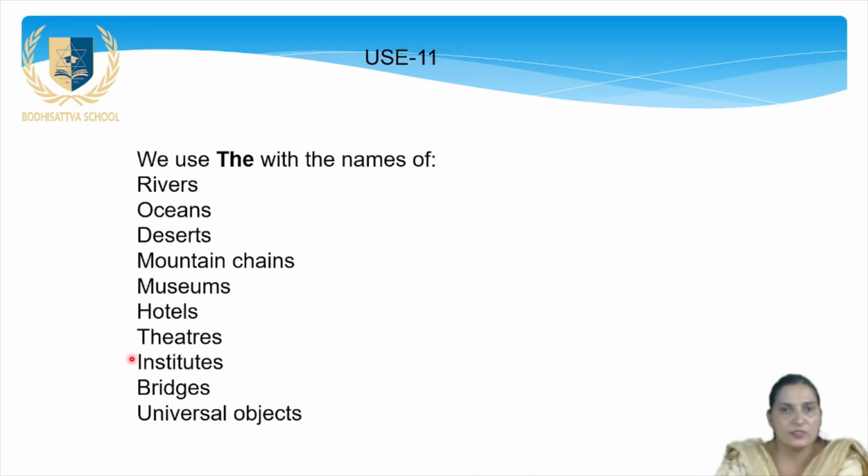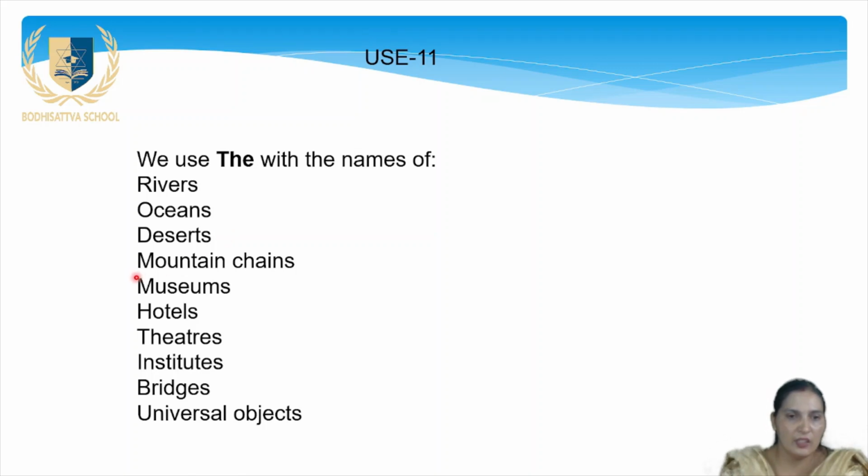And next one, now look at here, we can use the articles with the name of the rivers also. So for example, the Bagmati River, the Karnali River, and before the name of rivers, we can use the articles. And next one, oceans. Before the name of oceans also we can use the article, the Pacific Ocean, the Atlantic Ocean, for example. And next one, deserts. Before the name of deserts, we use the article. For example, the Sahara Desert.